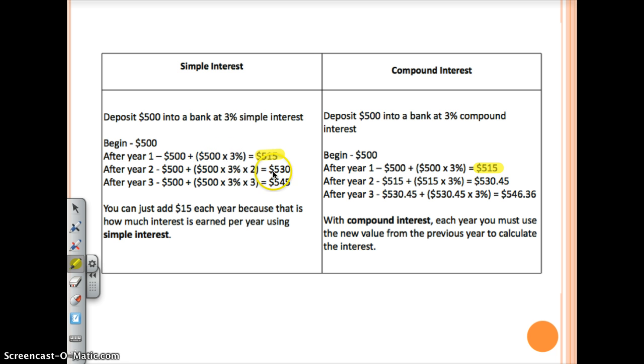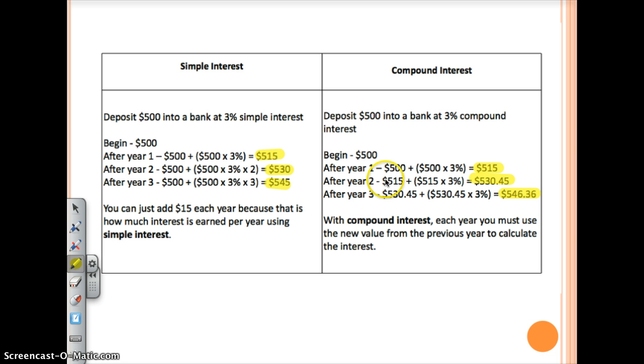What happens in year two is the amounts start to change, not by much, but by a little. In year three, they change even more. Where is this change taking place? Well, if you notice, when you compute simple interest, you always keep that same starting amount, $500, and you multiply 3% times that every year, then you do that times the number of years.